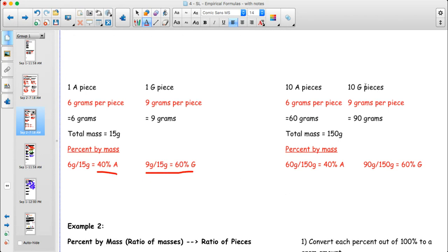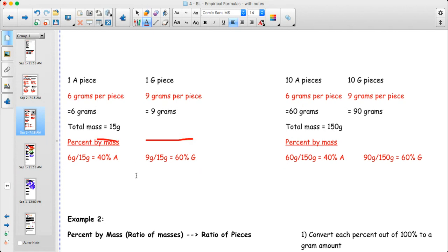Okay, and again, if you did 10 and 10 times 6, you get 60 and 90, total mass of 150. So you'd still get 40% and 60%. So this is how you'd solve for percent by mass.